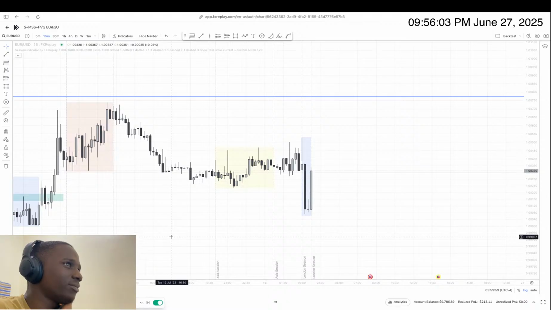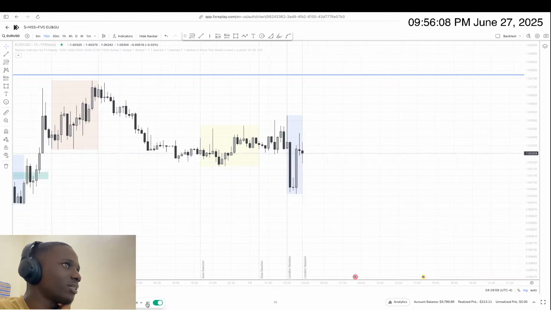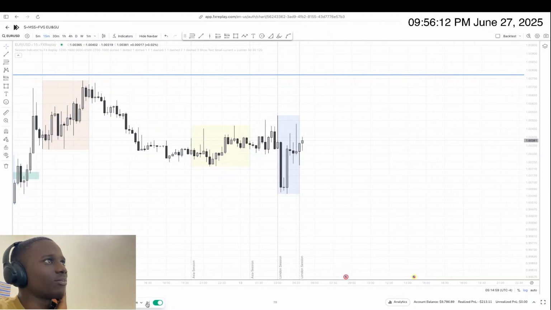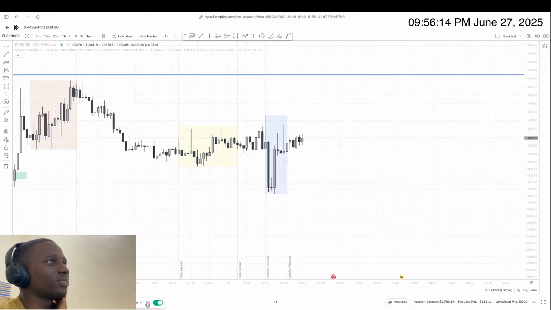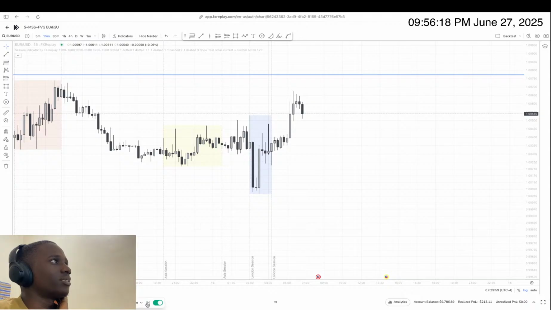Okay, we are in the gap. Let's see if we reject now. Okay, I think we're rejecting the gap. Okay, the candle closes are looking nice. Okay, glad we didn't enter.